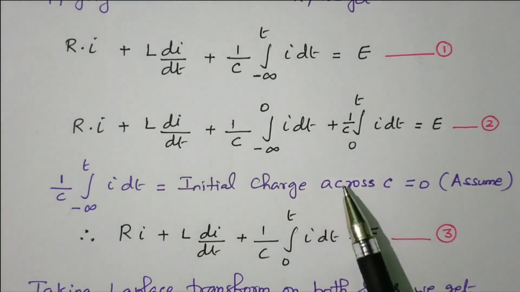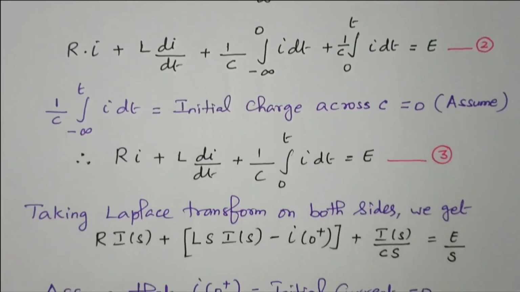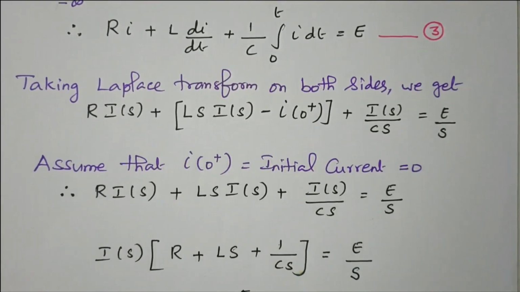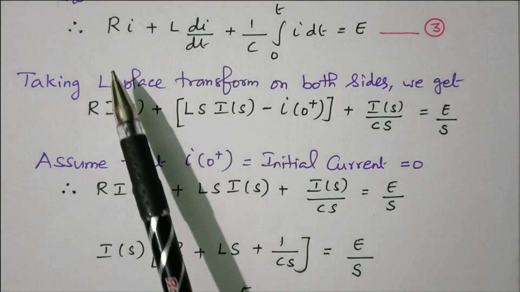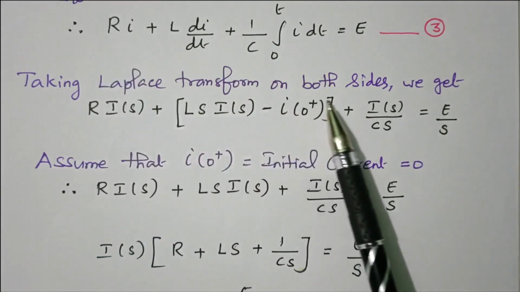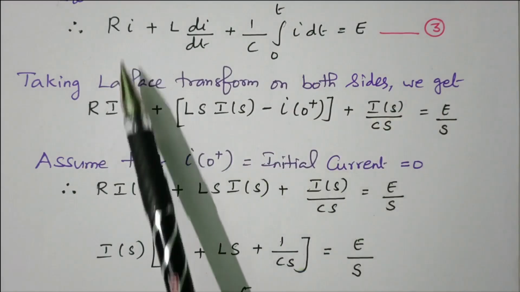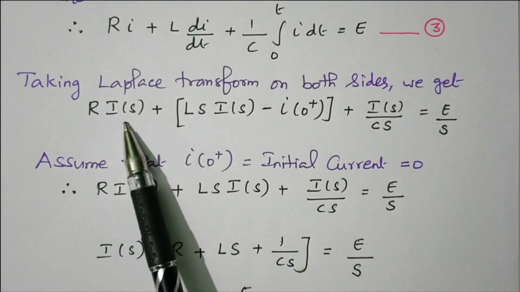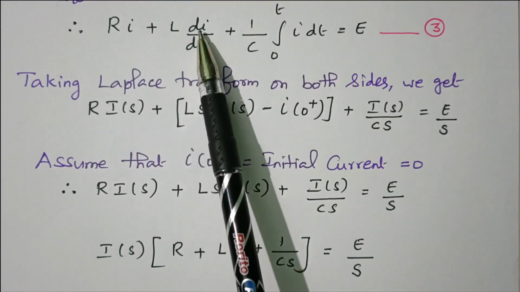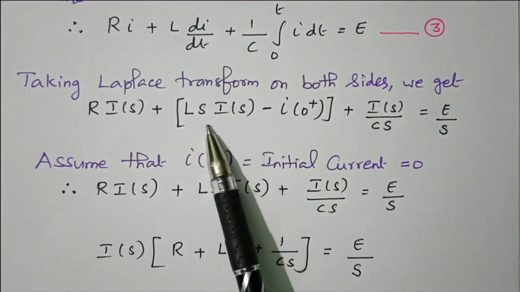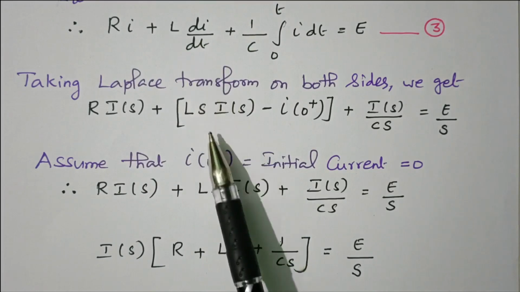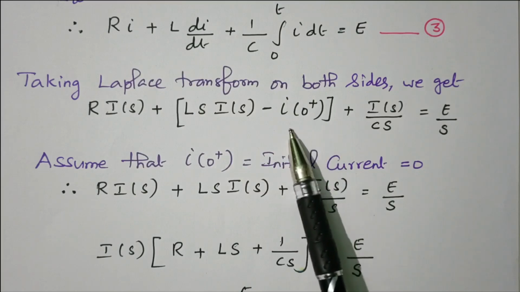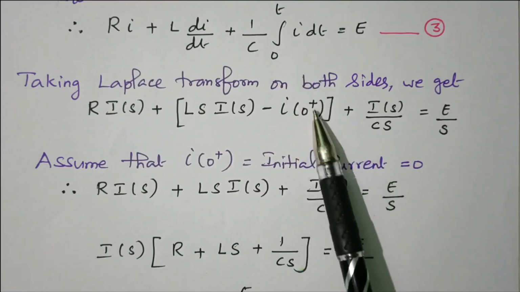So take this as equation number 2, right? Now we need to take the Laplace transform. In order to convert the t domain into the S domain, we are going to take the Laplace transform on both sides. So R into i means R into I of S. This i is in the t domain; i of t is changed into I of S. Similarly for L, the Laplace transform of di by dt is S into I of S minus i of 0 plus. This is the initial condition.